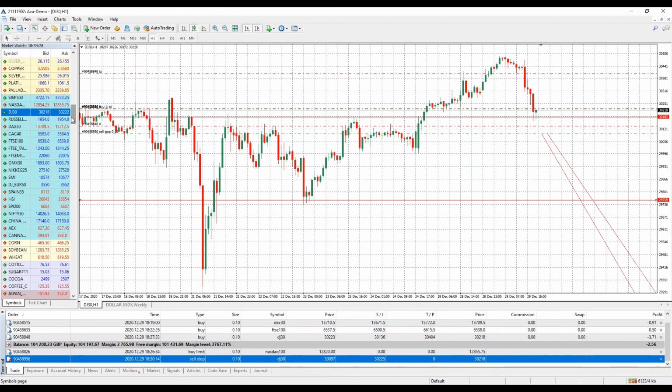Does anyone have any questions or assets you would like to look at? Instruments that you like to trade that you'd like to take a closer look at?